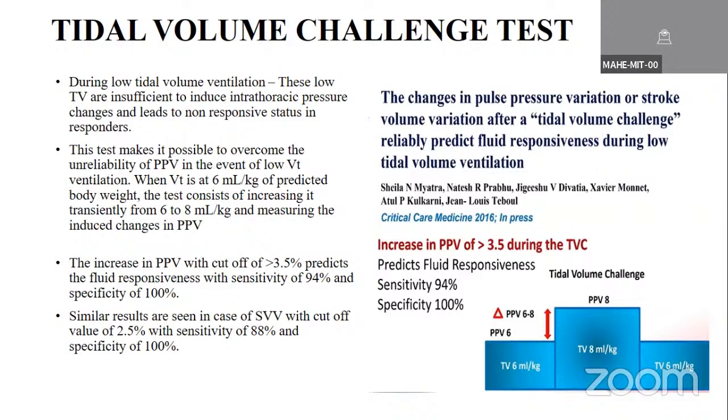8 ml per kg works. Suppose the patient has ARDS and you are using lung protective ventilation with low tidal volume. What we can do is, first we measure the pulse pressure variation at that tidal volume itself. Like if the tidal volume we have initially set is 6 ml per kg, we initially measure the pulse pressure variation at this, and transiently we increase the tidal volume to 8 ml per kg. And we next measure the pulse pressure variation at that increased tidal volume.